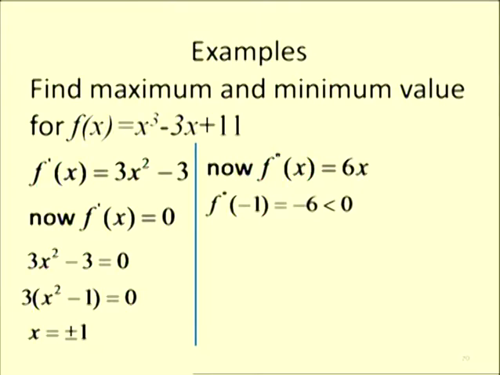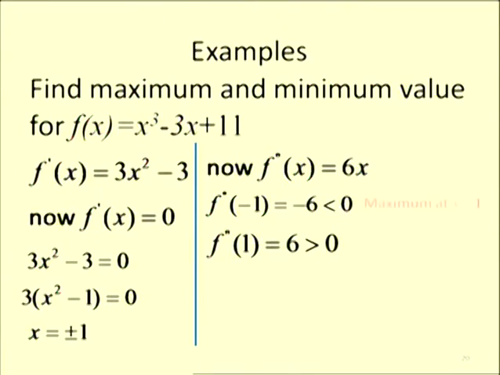Now if we put x is equal to minus 1 here, we have 6 into minus 1, that is minus 6, which is less than 0. So it means at x is equal to minus 1, the second order derivative is negative, so the function f(x) is maximum. If we put x is equal to 1, that is the second root, we have 6 into 1, that is 6, which is greater than 0. So f double dash x at 1 is positive, and we can say that at x is equal to 1, the function f(x) is minimum.